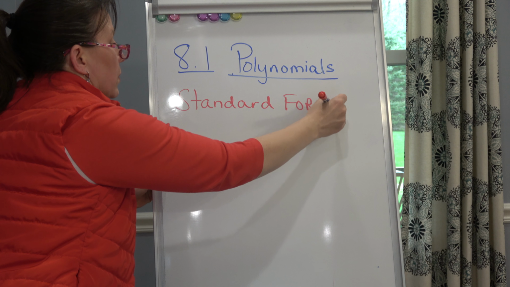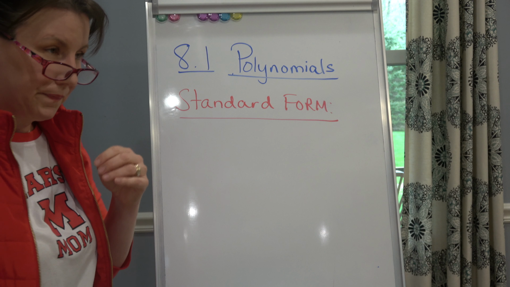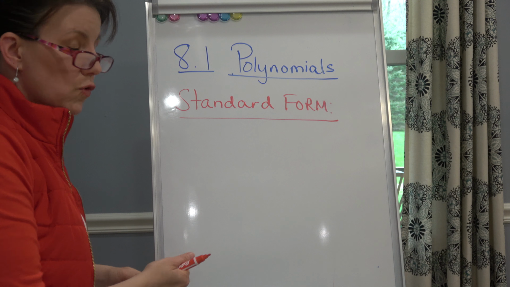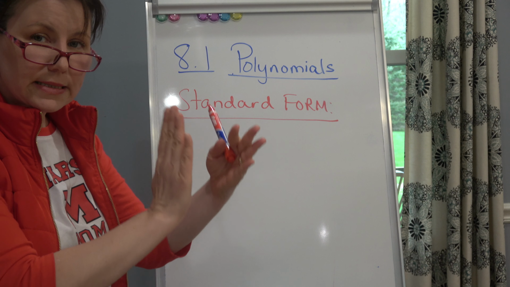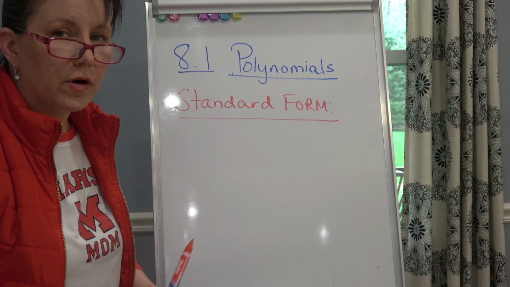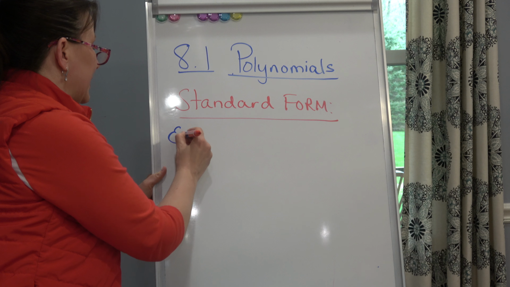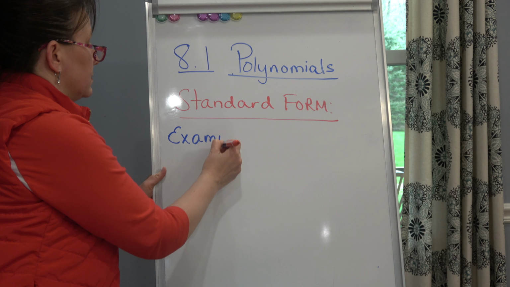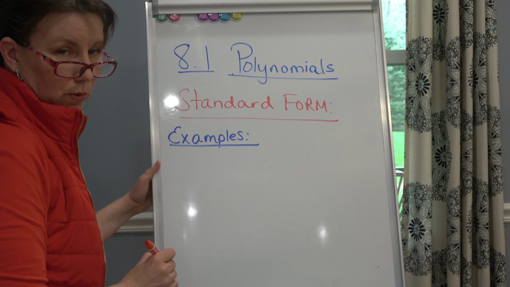You've heard of standard form before. When we did equations of lines, we had standard form. And so standard form for a polynomial is when you have it organized in descending order of degree. All right, so these are examples of polynomials in standard form.